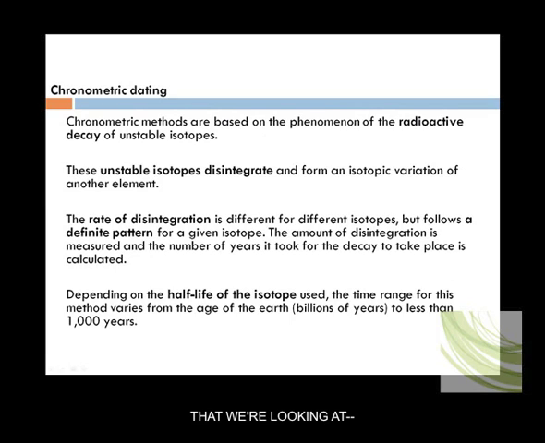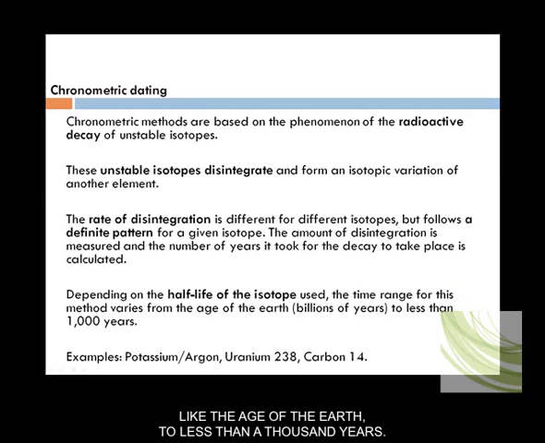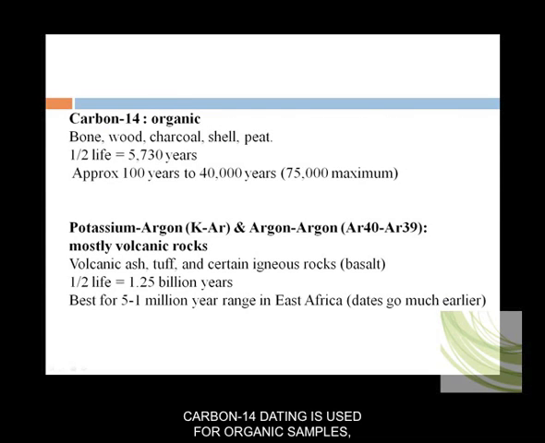Depending on the half-life of the isotope that we're looking at, so the time that it takes for it to decay, we can date things anywhere from billions of years ago, like the age of the Earth, to less than 1,000 years. Some of the examples of this would be potassium-argon dating, uranium dating, carbon dating. We'll look at two of these a little more closely.